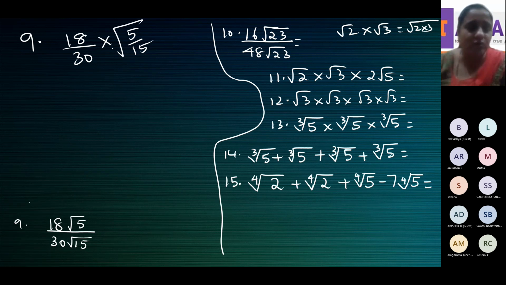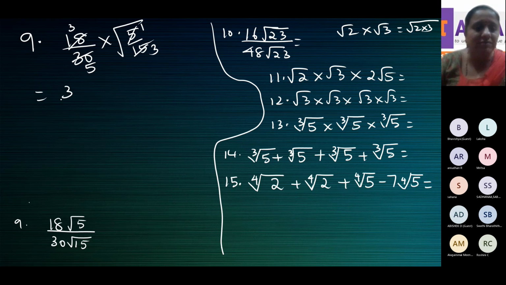18 by 30 into square root of 5 by 15. So 18 by 30: 6 3s are 18, 6 5s are 30. And here 1 and 3. So this is square root of 1 by 3, and square root of 1 by 3 is nothing but root 3. I'll tell you how.